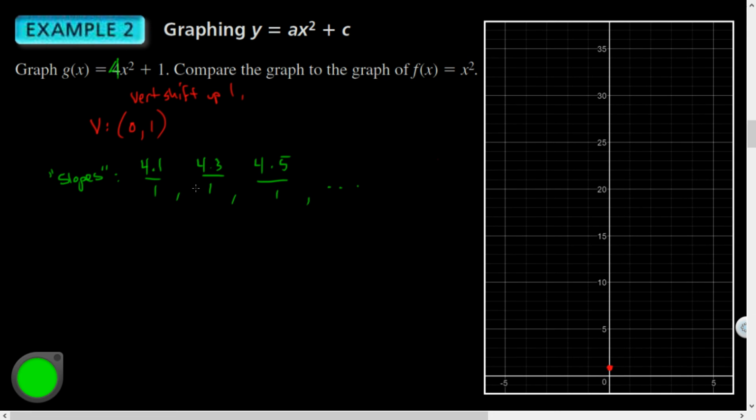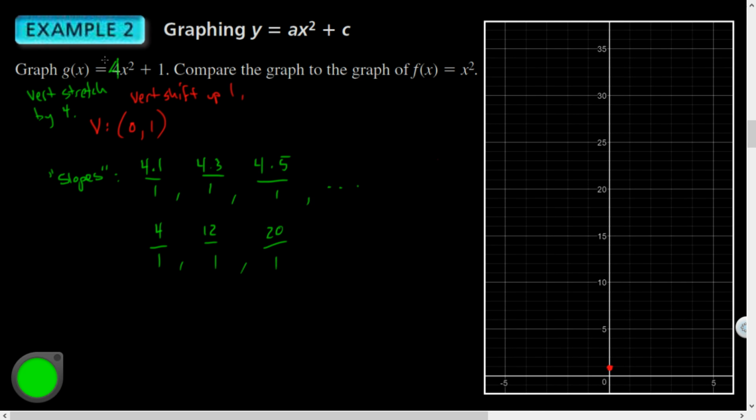Let's see, 4 times 1. So my slope is going to go up 4 over 1. 4 times 3 is 12, so up 12 over 1. And then 4 times 5 is 20, over 1. So this 4 is a vertical stretch, stretch by 4, which you guys do eventually want the skill of being able to determine what your graph looks like.